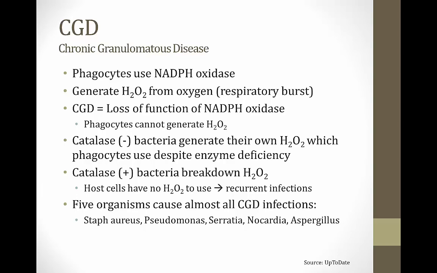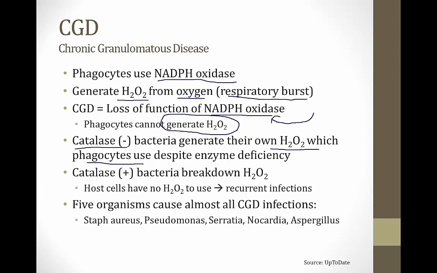So phagocytes in the human body use an enzyme called NADPH oxidase, and this generates hydrogen peroxide from oxygen. This is a process called the respiratory burst, which you learn about in biochemistry. In chronic granulomatous disease, patients have a loss of function of NADPH oxidase, and this means that the phagocytes can't generate hydrogen peroxide in order to kill bacteria. Now, if a person has one of these loss of function NADPH oxidase mutations and they get an infection with a catalase negative bacteria, they will be okay. That's because the catalase negative bacteria generate their own hydrogen peroxide, which the phagocytes can then use despite the enzyme deficiency.